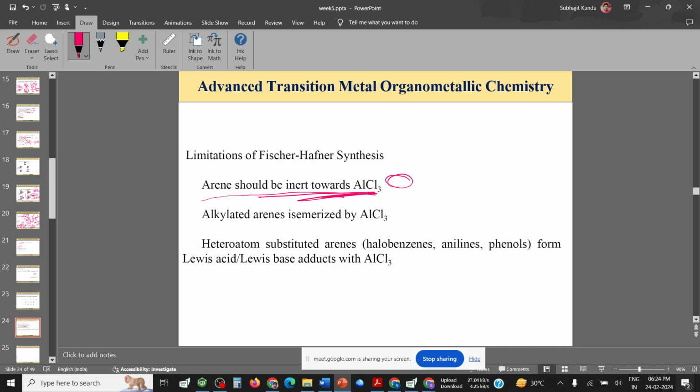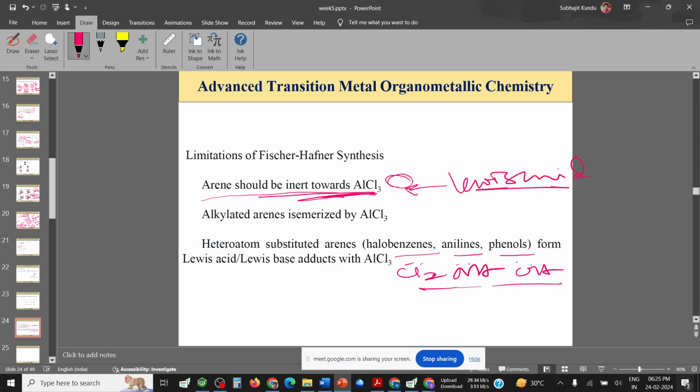Also, as I mentioned, halogen aniline and phenols, which have the Cl, aniline NH2 or phenol OH groups, functional groups having lone pairs of electrons, form an adduct with AlCl3 because it is a Lewis acid. It is difficult to synthesize the bis arene complexes when these functional groups are present with this method.